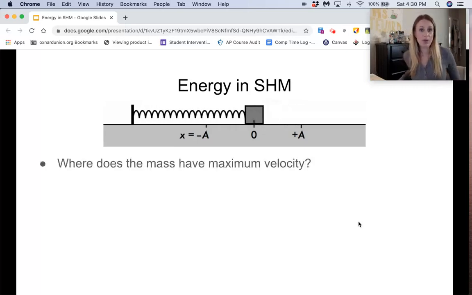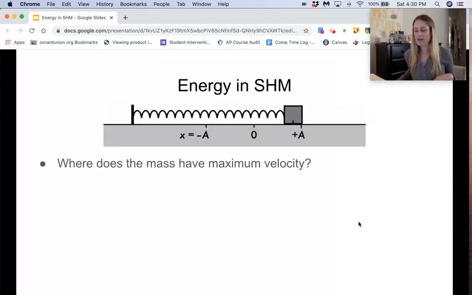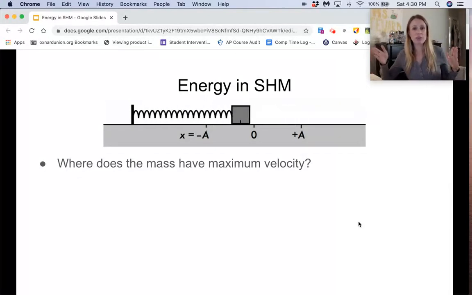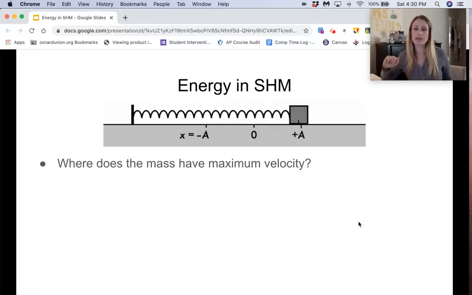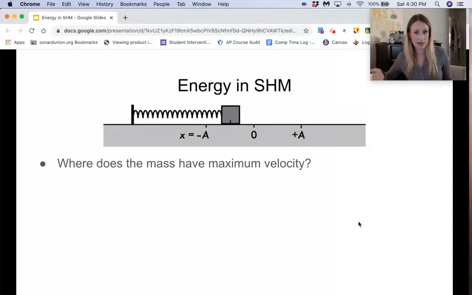So another question, where does the mass have maximum velocity? Well, we can see here, again, at the two amplitude points, we have no velocity. And then as we go toward that equilibrium position, the velocity and the force are in the same direction. So since the force is also pointed in the direction of velocity, acceleration is pointed in the direction of velocity. And we know when velocity and acceleration are pointed in the same direction, the object is going to speed up.